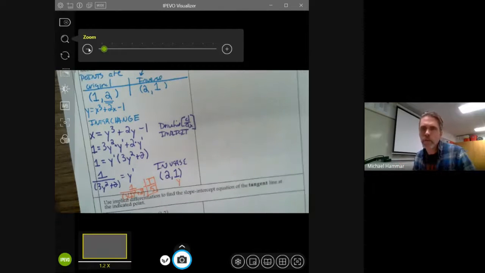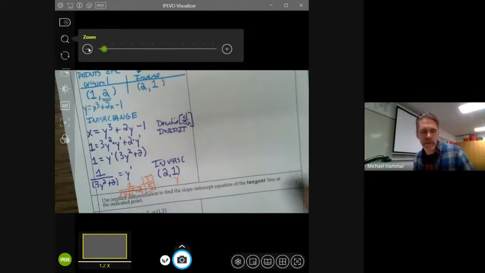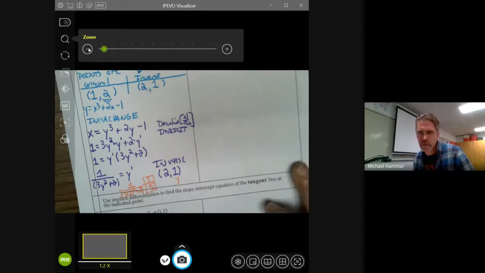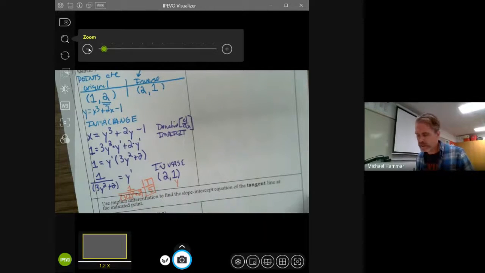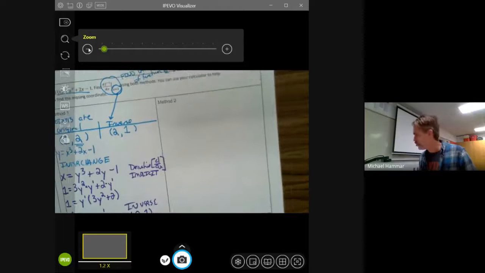In terms of doing math, this is the more straightforward method. Just interchanging the two takes into account this idea of switching the x's and y's. Take your derivative, but you need to remember you have to figure out what your inverse point is. So now let's go to method 2.